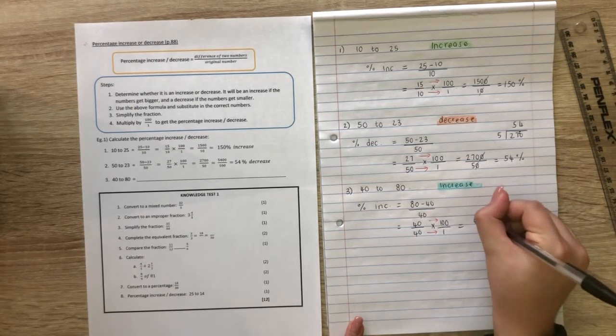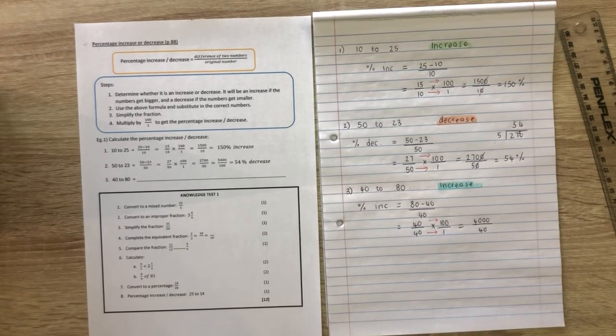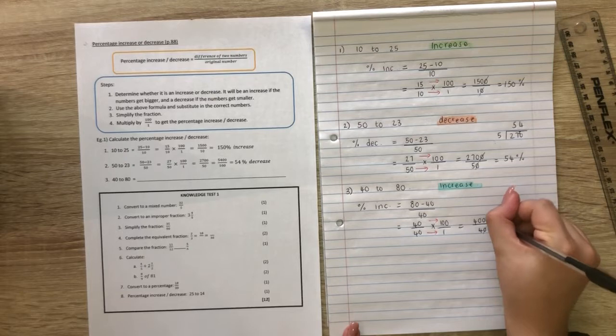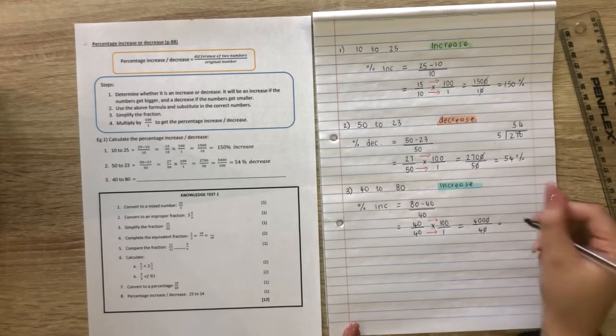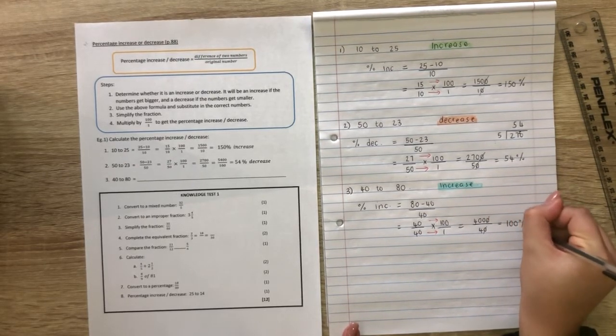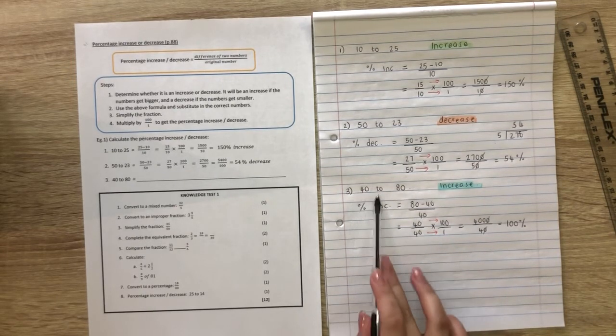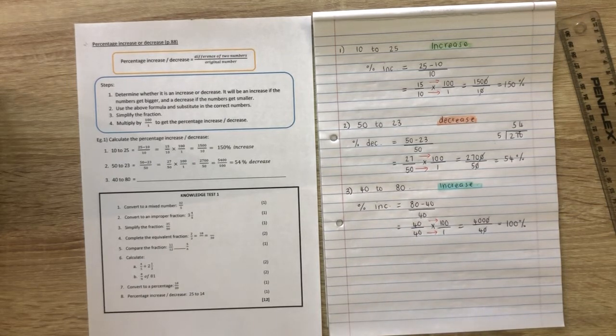So that's 4,000 over 40. We can cancel 1 0, 1 0. 4 goes into 400, 100 times. So that is 100% increase. Okay, in other words, it doubled itself. It went from 40 to 80. So that is 100% increase.